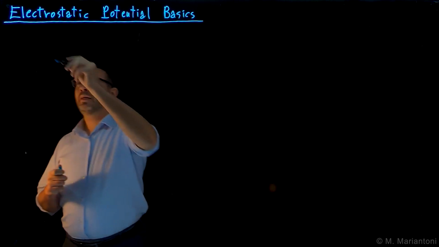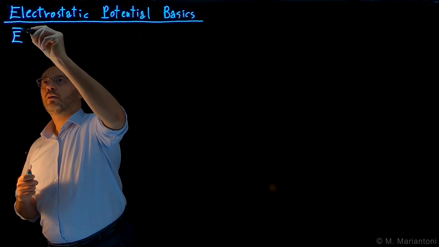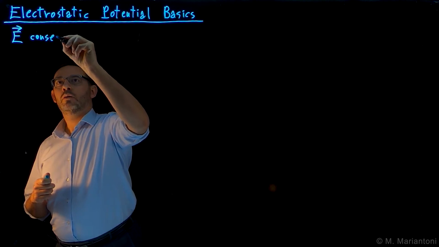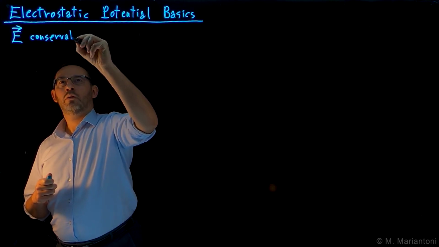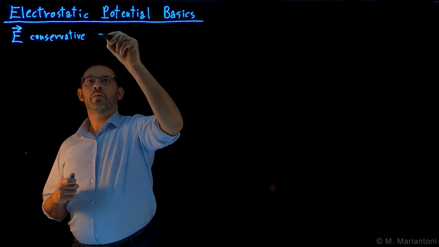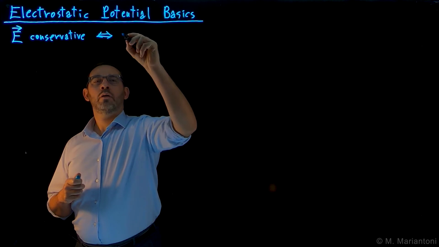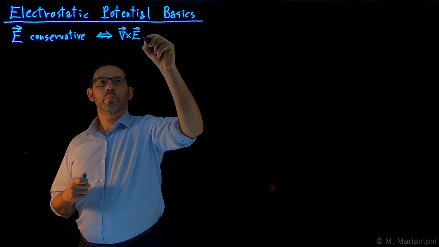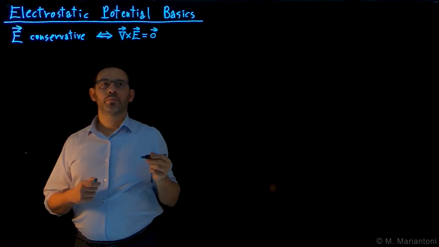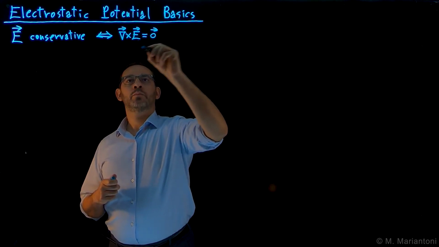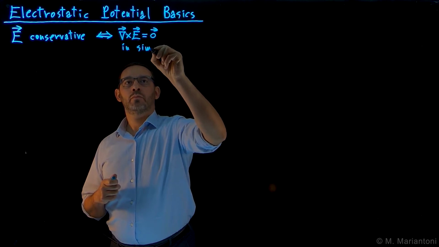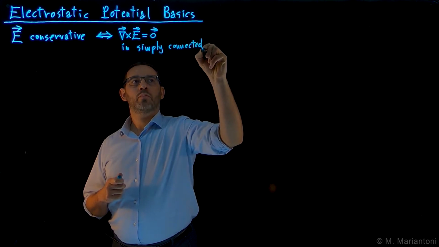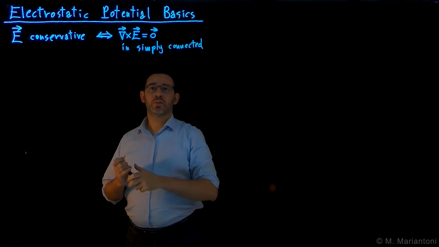Given an electrostatic field E, such a field is conservative if and only if the curl of E is equal to vector 0 in a simply connected domain. I remind you that we already discussed simply connected domains in a previous video.